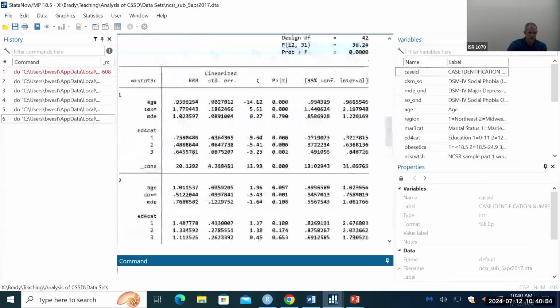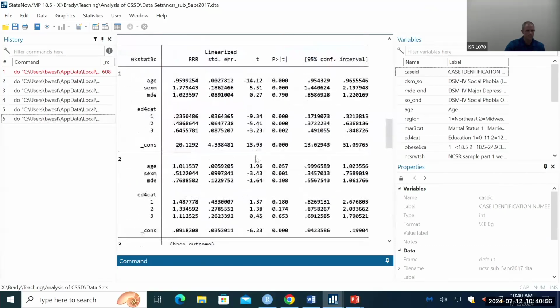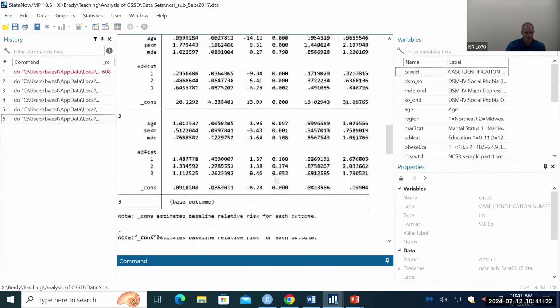So if we go back up, look what happens. It's not entirely surprising. Lower education categories, less likely to be employed. Lower education categories, more likely to be unemployed. Very different relationships depending on what logit we're talking about. So not surprising when comparing those two.